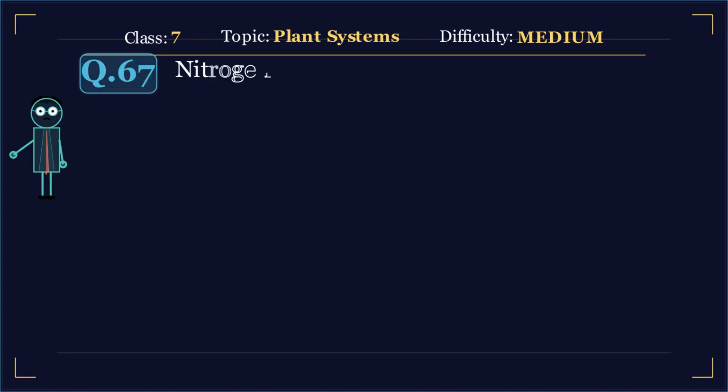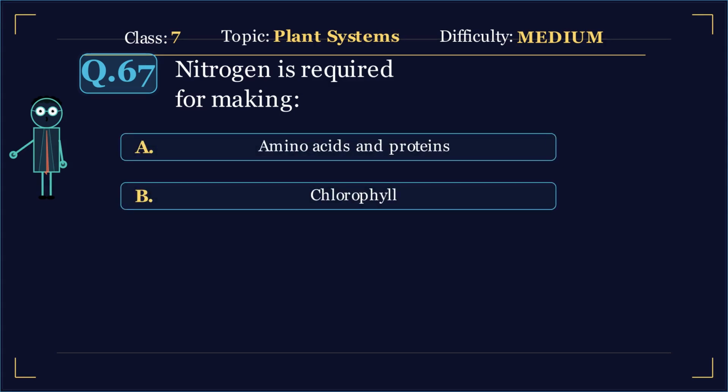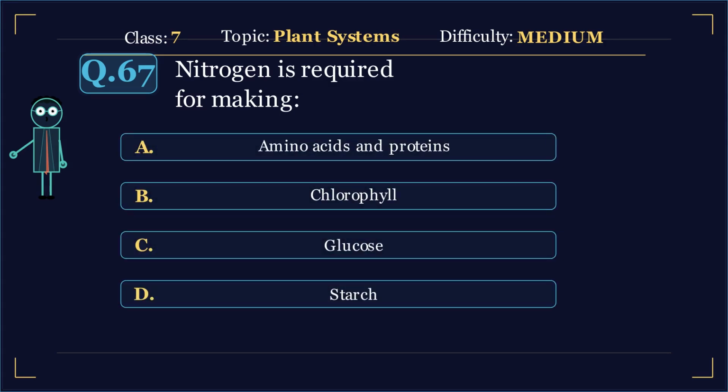Question 67. Nitrogen is required for making. Option A, amino acids and proteins. Option B, chlorophyll. Option C, glucose. Option D, starch. The correct answer is option A.